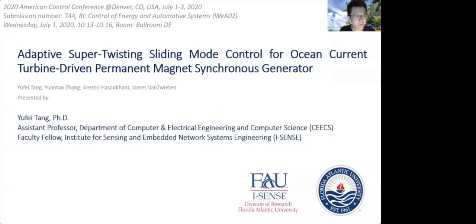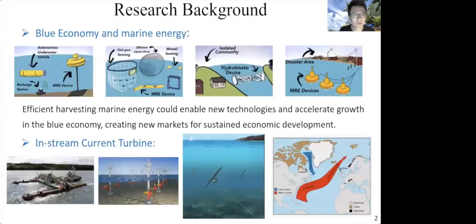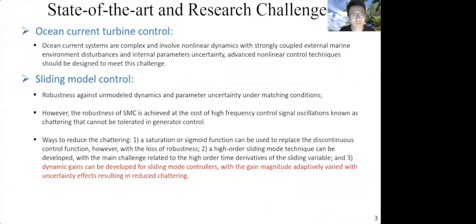Today, I'm going to present adaptive super-twisting sliding mode control for OCT-driven PMSG. The research background in one sentence is that I'm going to design an efficient control method for OCT that can harvest marine renewable energy for powering the blue economy. There are significant challenges. The OCT are complex and involve nonlinear dynamics with strongly coupled external marine environmental disturbances and internal parameter uncertainties.